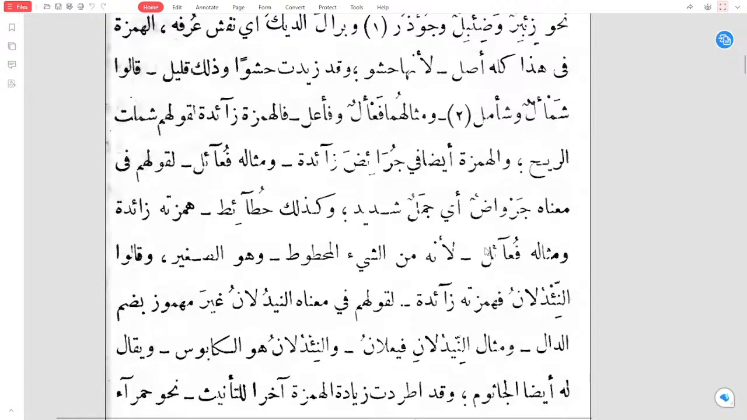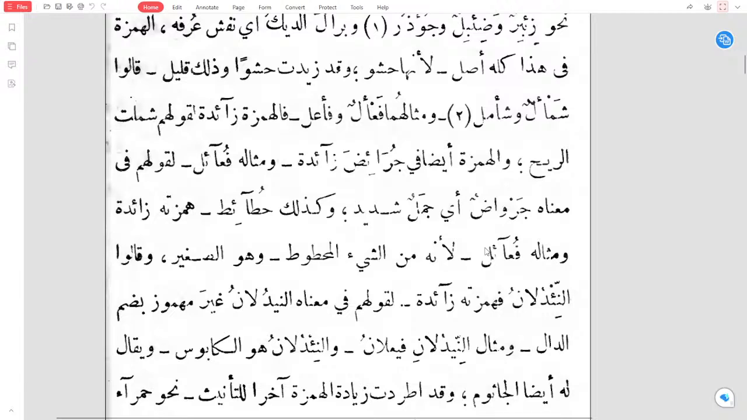And why the hamza is zaid in جرائد, and we will say فعائل, not فعالل, is because another sifa which has the same meaning as that is jarwad, same meaning, and it has the same root letters, and this word jarwad does not have any hamza in it. If hamza was an essential part of these root letters, then it would have been brought in a صفة with the same meaning. وكذلك حطائط همزته زائدة ومثاله فعائل.